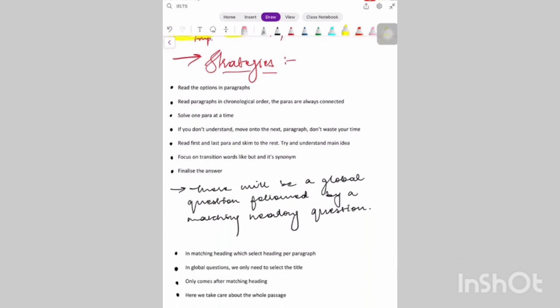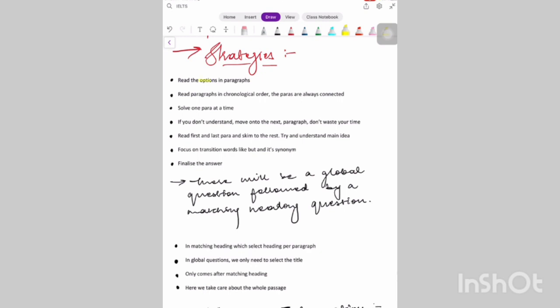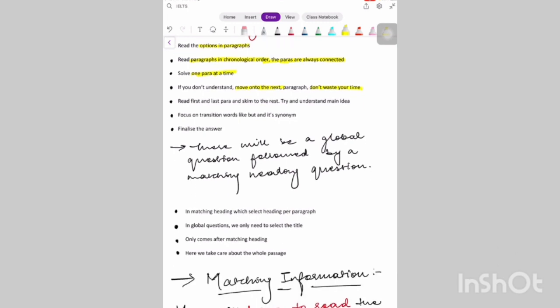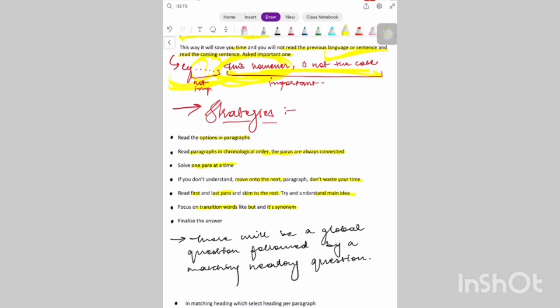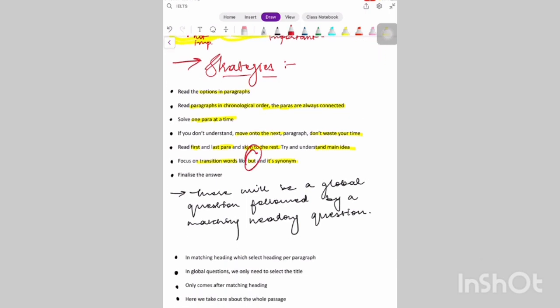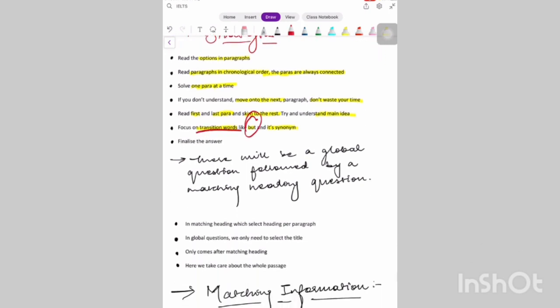Now strategies. Read the options in the paragraphs. Read the paragraphs in chronological order. The paras are always connected. Solve one paragraph at a time. If you don't understand, move on to the next para. Don't waste your time. That is how you'll eliminate the wrong options as well and have the correct option by the end. Read the first and last para, skim the rest, and try to understand the main idea. Focus on transition words like but and its synonyms. So however is actually a synonym for but. Focus on those transition words and then finally finalize your answer.